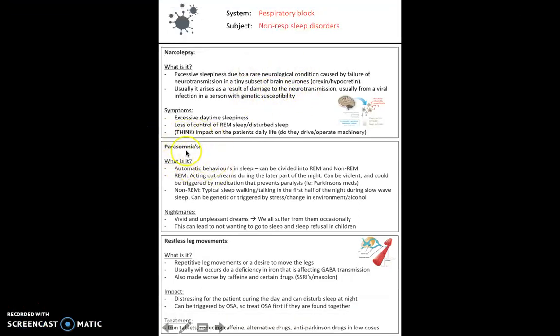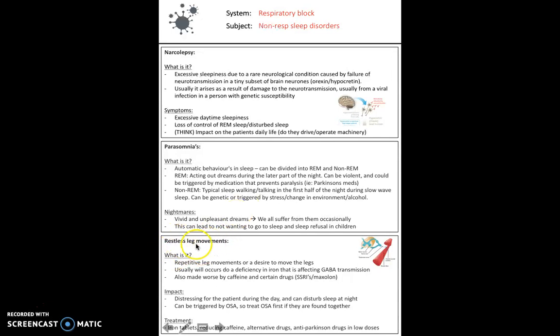So parasomnias are another non-respiratory cause of sleep disorders. So these can be more refinedly diagnosed by REM or non-REM. So REM is where you're acting out dreams during the later part of the night. These dreams can be violent and could be triggered by medication. The usual medication that affects this is those medications that affect paralysis, so things like Parkinson's medication. Alternatively, it could be non-REM, so this is typical sleepwalking or talking that you're experiencing the first half of the night during slow wave sleep. This can be genetic, or it could be triggered by stress or change in environment or alcohol.